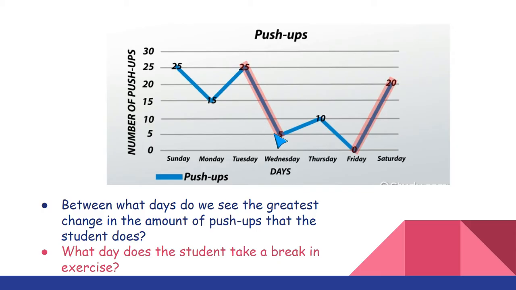From 25 down to 5, there would be a 20 push-up change. From 5 to 10, a 5 push-up change. And from 10 to 0, a 10 push-up change. And from 0 to 20, a 20 push-up change. So actually, I changed my answer. The answer is between Tuesday and Wednesday, and between Friday and Saturday. Both those days had a difference of 20 push-ups.